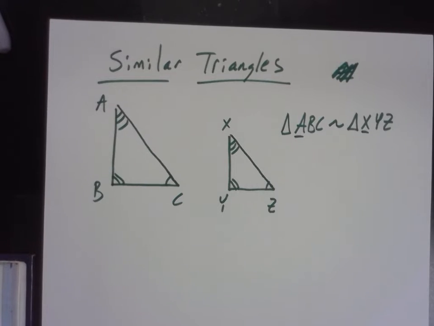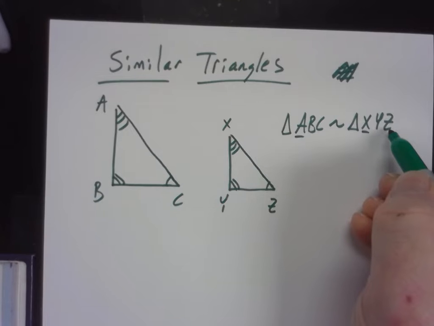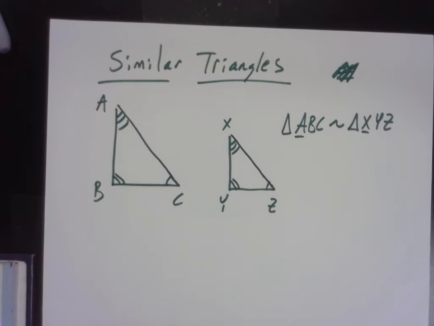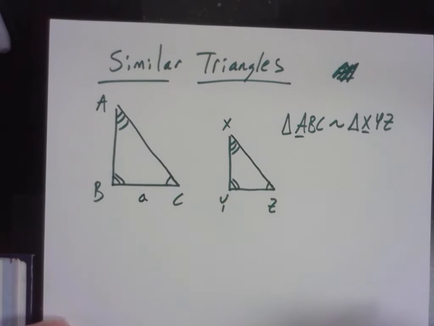What about angle C and angle Z? They're actually congruent. Okay. Now, what about side A compared to side X? Proportional.